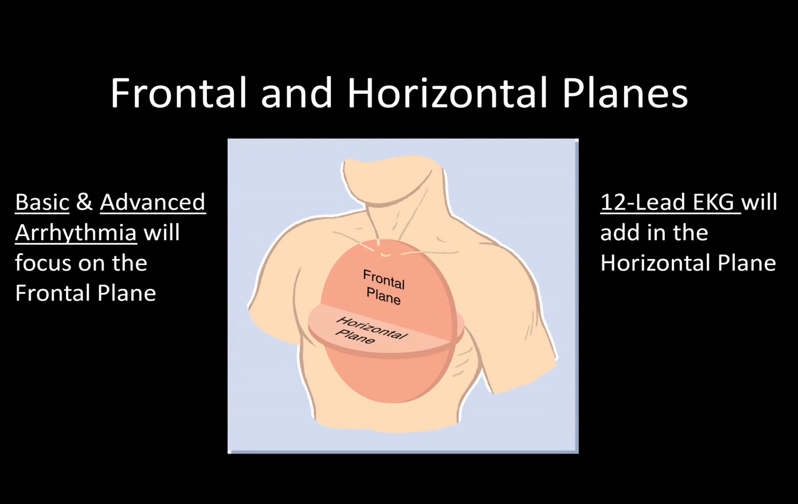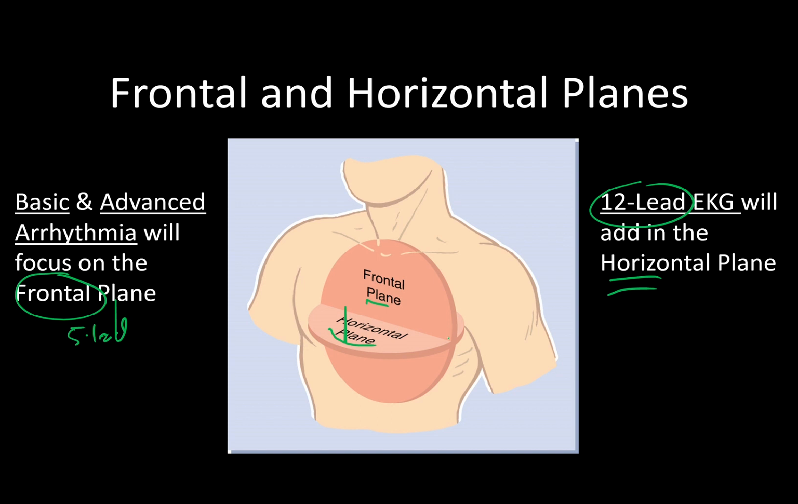So in using this system of looking at the heart from different angles, it's been subdivided into a frontal plane and a horizontal plane. The frontal plane cuts the body into front and back sections, whereas the horizontal plane, looking from the front, cuts the heart in a transverse manner into a top and bottom. Basic and advanced arrhythmia will focus on the frontal plane because that's your 5-lead system. The 12-lead class actually incorporates the horizontal plane as well.